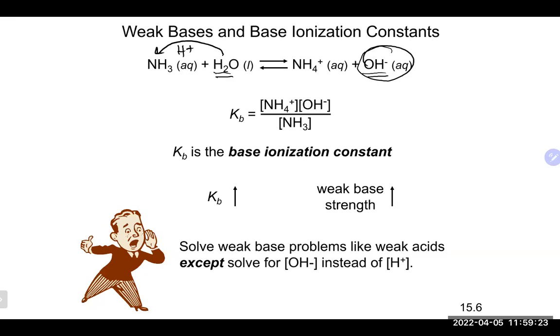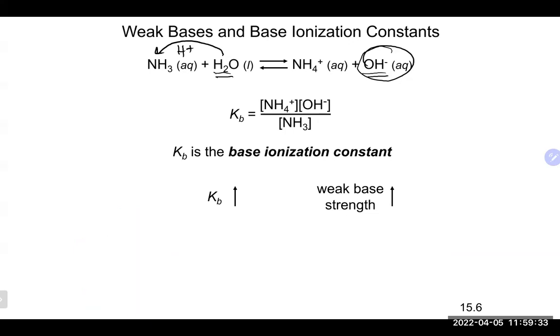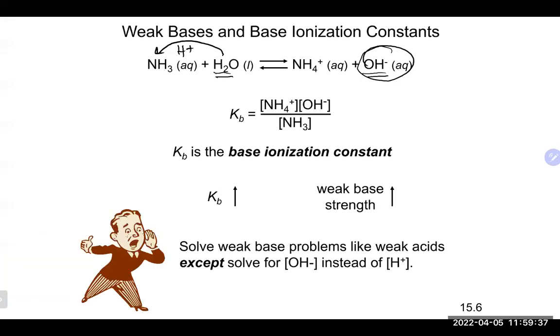Same idea, you can recognize it as a weak base if it does have a Kb value associated with it. No strong bases have Kb values associated with them. So that's, again, a good way you can recognize it as a base. The one difference, though, in terms of the problem solving of this, we are still going to use an ICE table in a weak base situation.